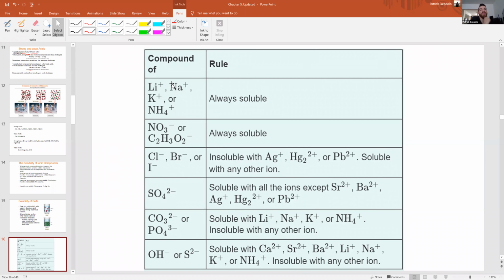Most of the 1+ charge cations that are in group 1A are soluble. Lithium, sodium, or you could just make up a thing. That's a very convoluted way of saying it. Let's make up a thing right now.